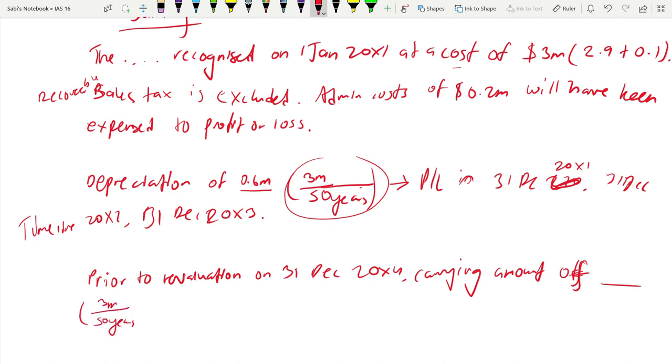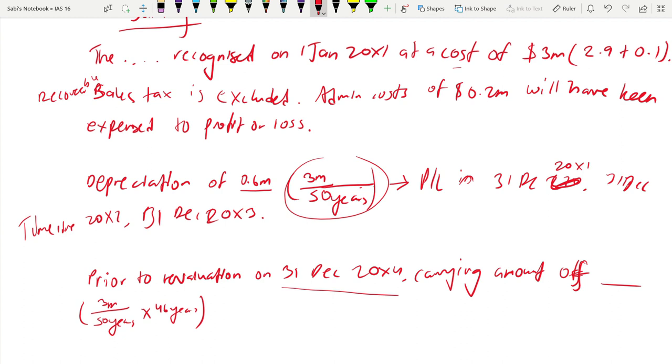Okay, but this happened for how many years? You have to take out from the 50 years. Already you have depreciated how many years? 3 years. Also 1 year additional you have to add, because this revaluation happened on 31st December 2004. From 1st of Jan to 31st December 2004, 1 year depreciation will be here. So it will be into 46 years.